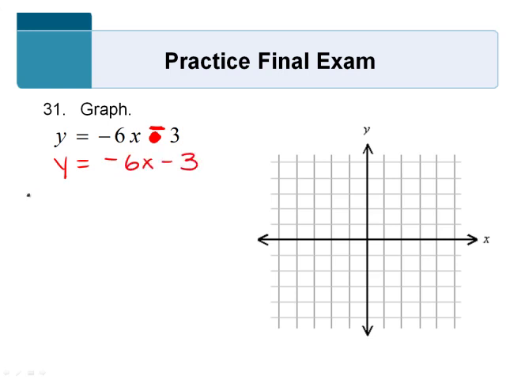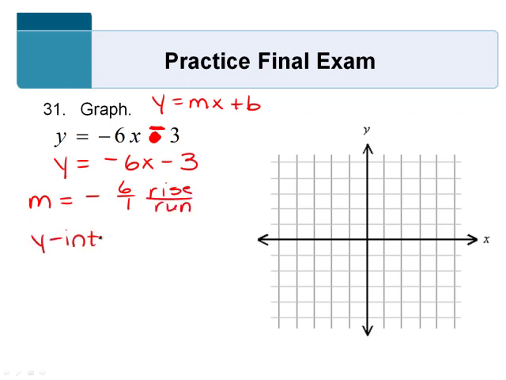Alright, so it's in slope-intercept form. The easiest way to do this is remember that this is y equals mx plus b, and the slope is negative 6 over 1. We can write that as a fraction. So you have rise over run, and the y-intercept is that number out at the end. That's negative 3. So the first thing you do is you go to your y-axis and you go down 1, 2, 3 on the y-axis. That's our y-intercept.